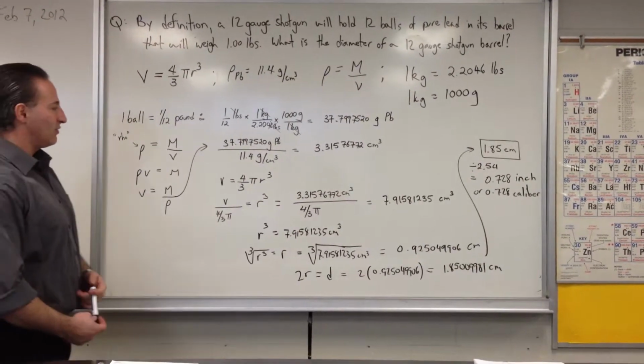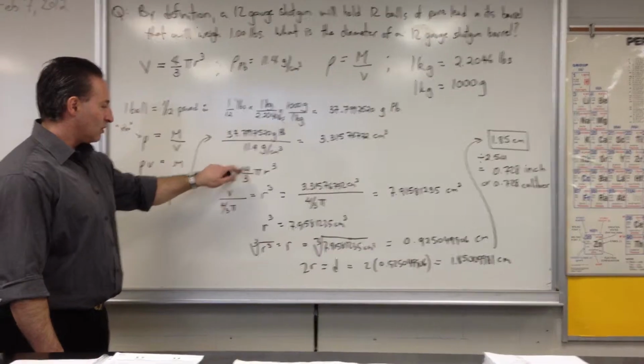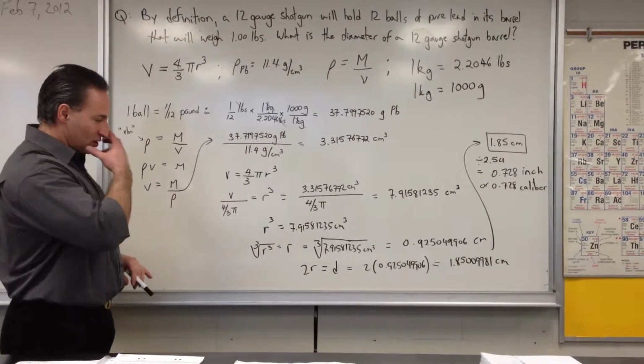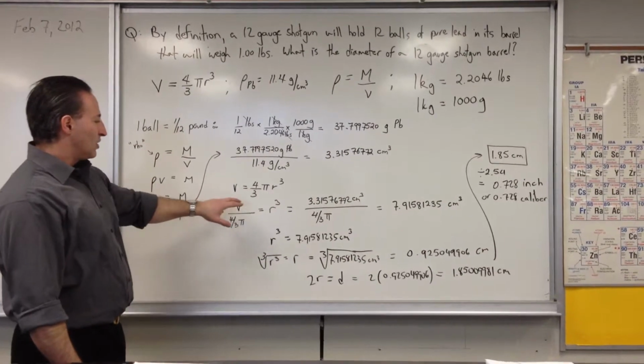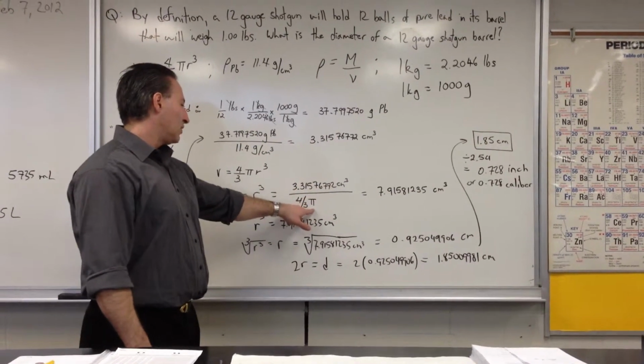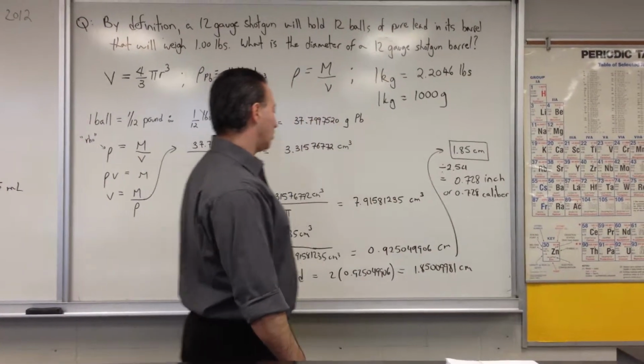We then enter that volume into the equation for the volume of the sphere. We've arranged the equation to isolate for r cubed. We enter the numbers. Here's the volume of the ball divided by 4 over 3 pi. Gives us 7.9 centimeters cubed.